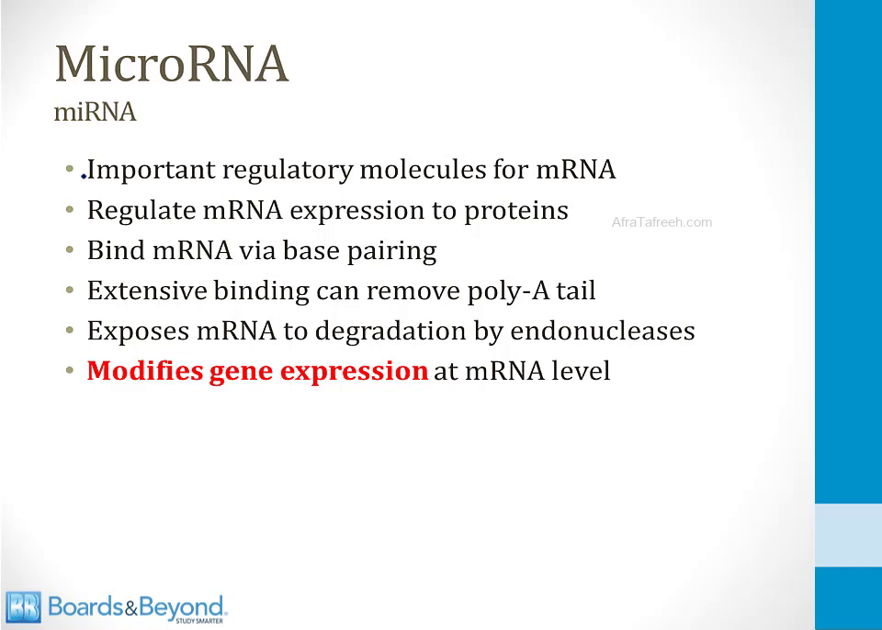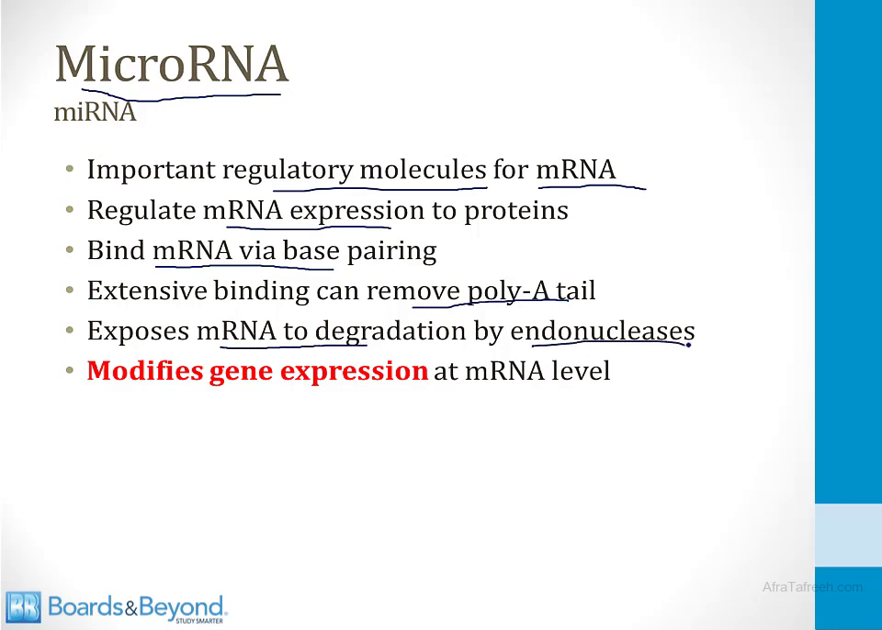There are a number of elements within cells that can influence whether or not a piece of messenger RNA is translated into a protein. One of those elements is microRNA, which I mentioned at the beginning of this video. MicroRNA molecules are important regulatory molecules for messenger RNA. MicroRNA can regulate messenger RNA expression into proteins. The way microRNA does this is by binding to mRNA via base pairing. If there is extensive binding between a piece of microRNA and a piece of messenger RNA, this can remove the poly-A tail. When this is done, this exposes the messenger RNA to degradation by endonucleases in cells.